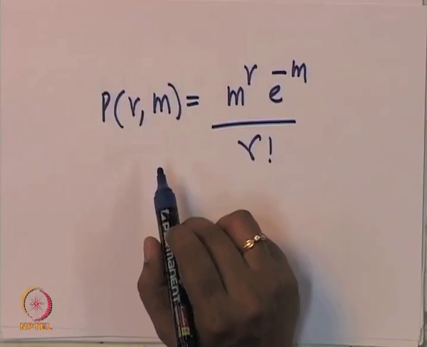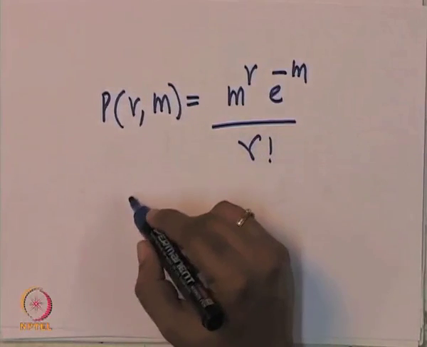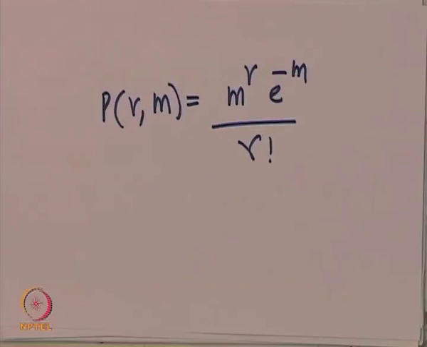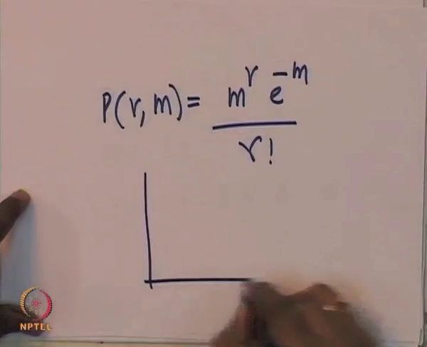So, let us say that on an average there is only one mutation. That means some of them will have 2 mutations, some of them will have 3 mutations, some of them will have 4 mutations, but many of them will have 0 mutations. So, let us say the average mutation is only 3, then how would this plot look?